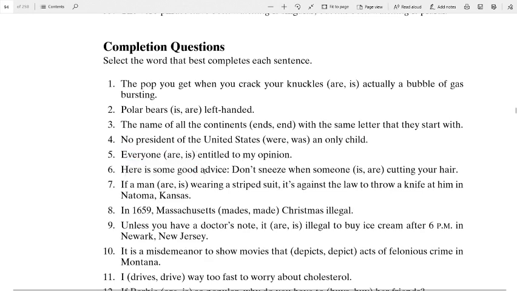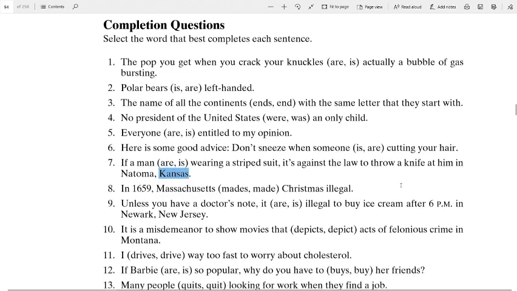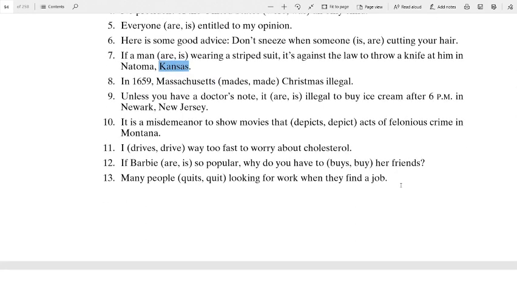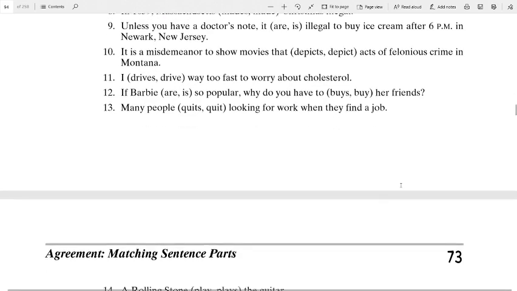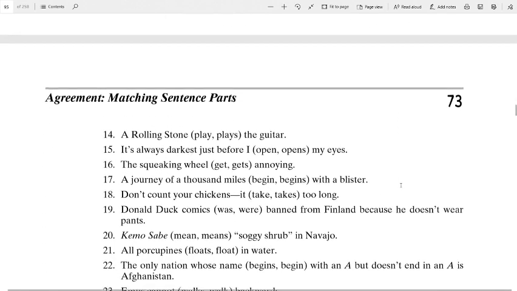Here is some good advice. Don't sneeze when someone. So this is someone. Definitely it should be treated as singular. So is cutting your hair. If a man is wearing a striped suit, it is against the law to throw a knife at him. So in this way, I think you can practice. Okay. So I hope that the things are clear about the relation between subject and verb.